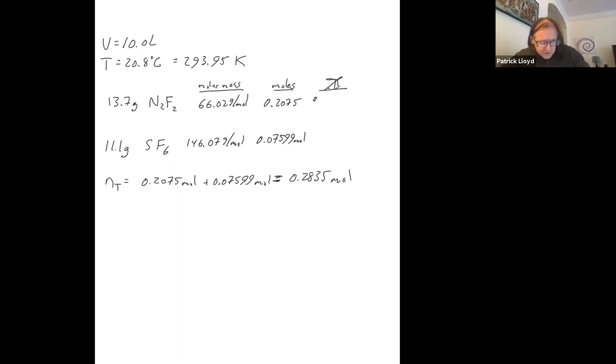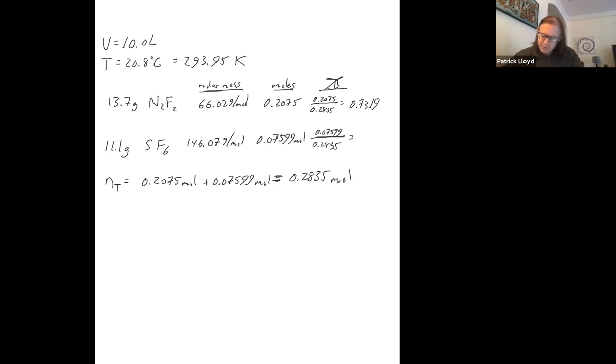So 0.2075 over 0.2835, and that's going to be 0.7319. Remember, the mole fraction is unitless. Okay, now for the second one, that's going to be 0.07599 over the total, 0.2835.